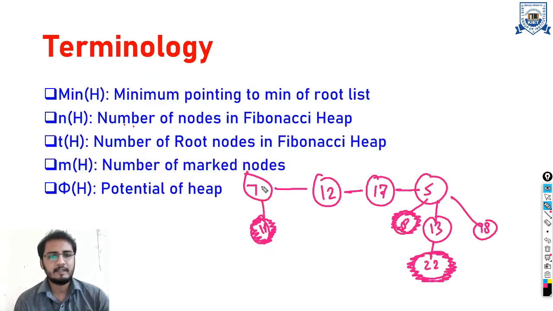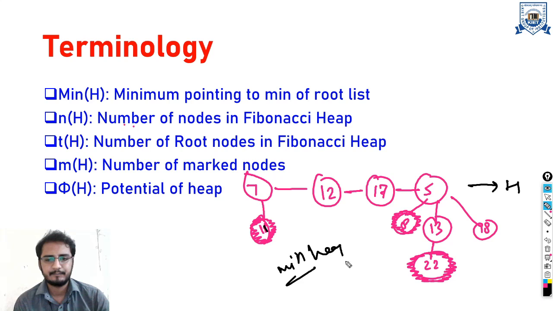Now let's see some of the terminology related to a Fibonacci heap. Let us suppose this is your heap H. Here you can see that 7 is smaller than 11, and 22 is greater than 13. Similarly, the child nodes 8, 13, 18 are greater than their parents. So it follows the min heap property, and this is a min Fibonacci heap.